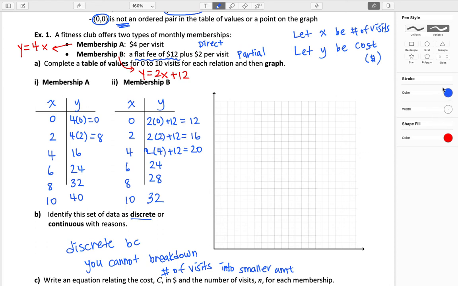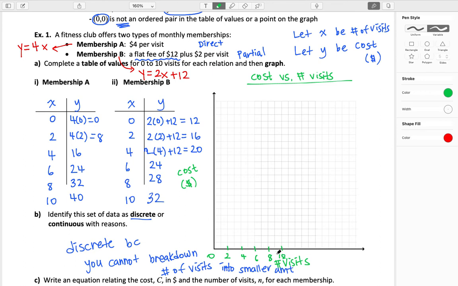So let's graph this. Don't forget the title here. I'm going to do the cost versus number of visits. The y-axis is going to be cost in dollars, and the x-axis the number of visits. For visits, I need numbers up to 10. So for every 2 boxes, I'm going to make it 2. So 2, 4, 6, 8, and 10.